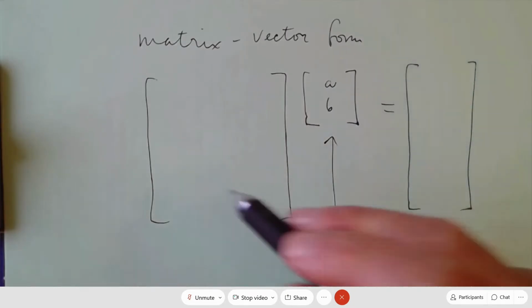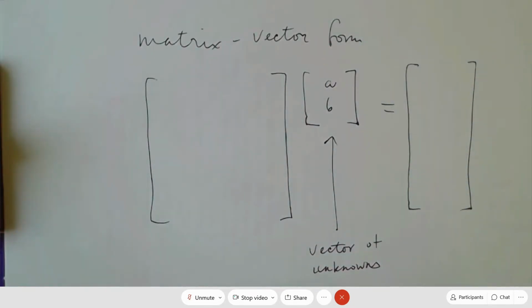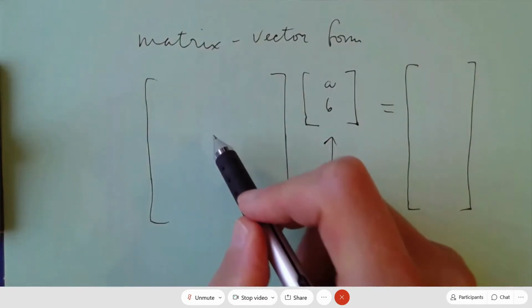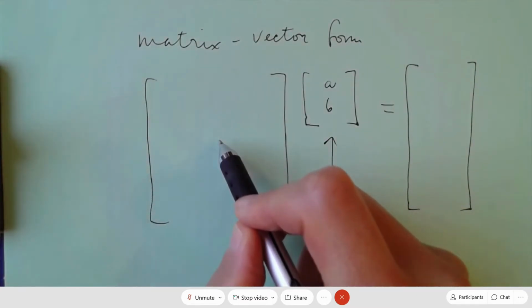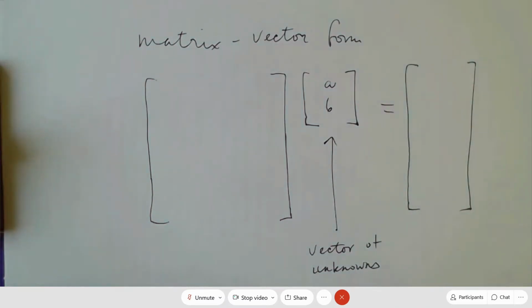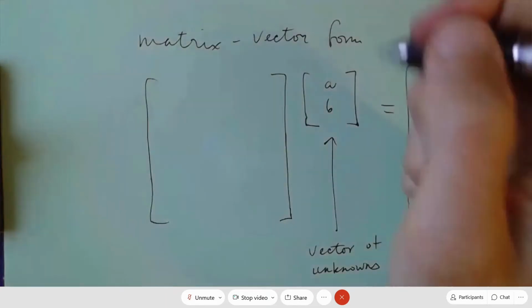Where does it go? Here or here? The one being multiplied by the vector of unknowns. So here? Yeah. And what is this vector? I'm pretty sure it's a 3×2 vector. A 3×2. I think so.